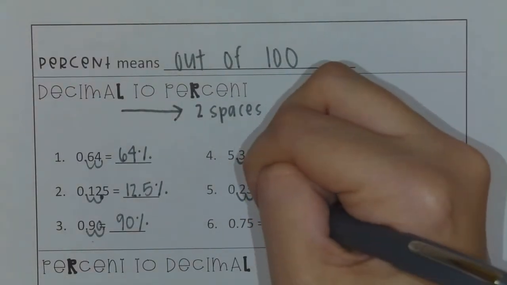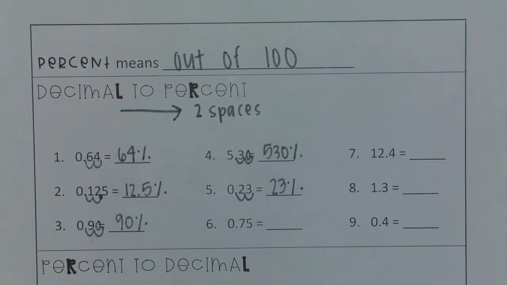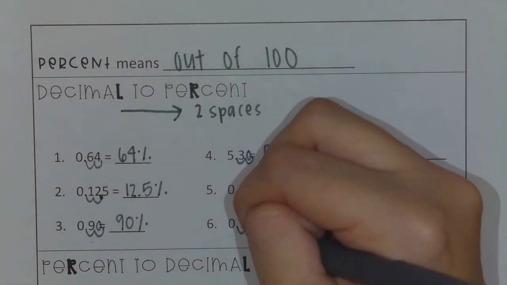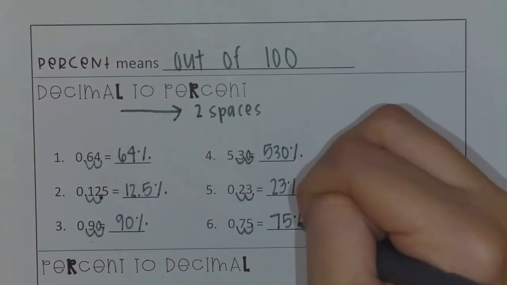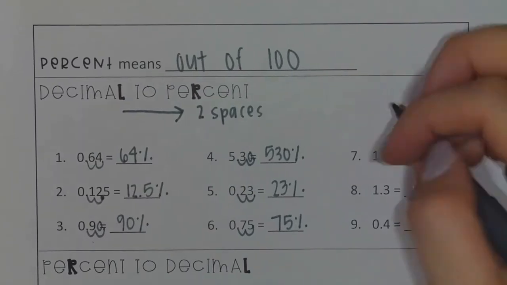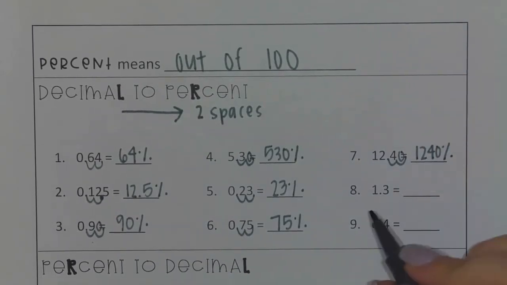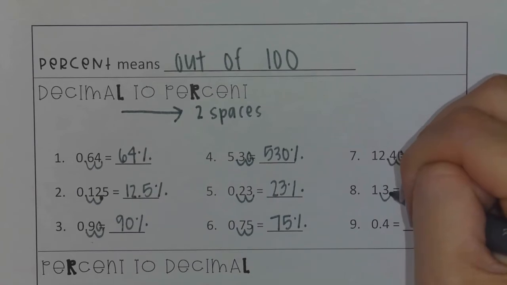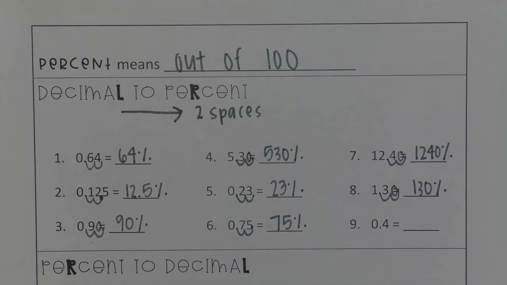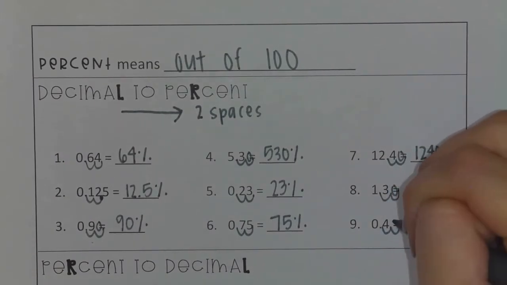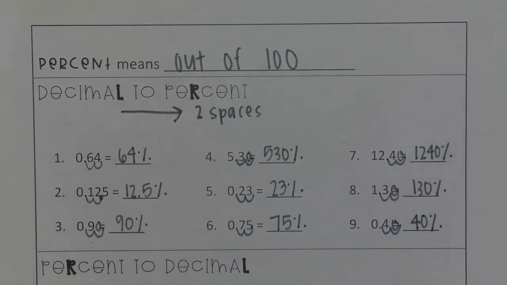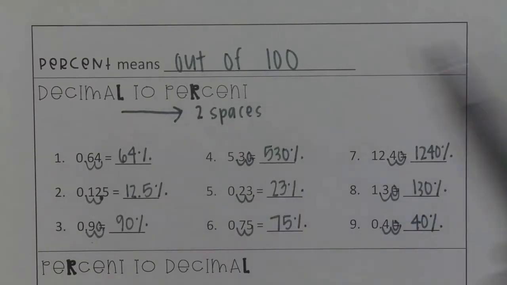23 hundredths, move it 2 places to the right, so it becomes 23%. 75 hundredths, move it 2 places to the right, so it becomes 75%. 12 4/10, move it 2 places to the right, add a 0 in that blank space, so it becomes 1,240%. 1 3/10, move it 2 places to the right, add a 0, 130%. And our last one, 4/10, move it 2 places to the right, add a 0, and it becomes 40%. So again, for a decimal to a percent, left to right, 2 spaces.